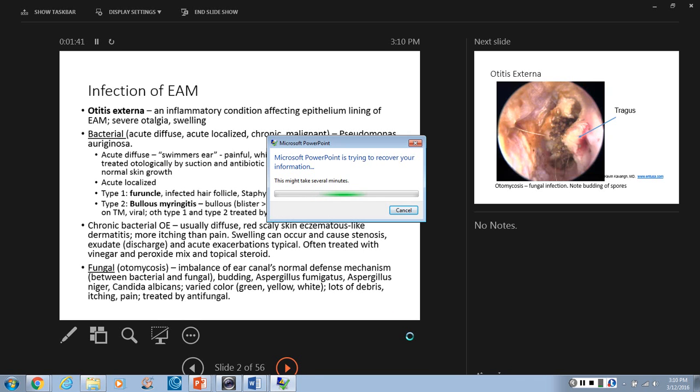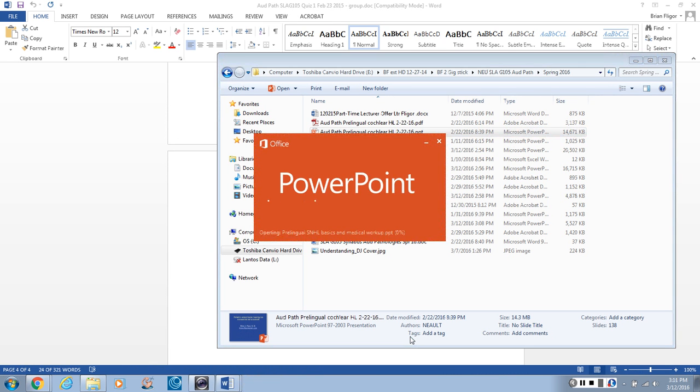All right, I'm getting a message that says PowerPoint is trying to recover. PowerPoint is restarting. Let's see how we do here. Boy, do I love computers. All right, well, that was my attempt at getting things started.